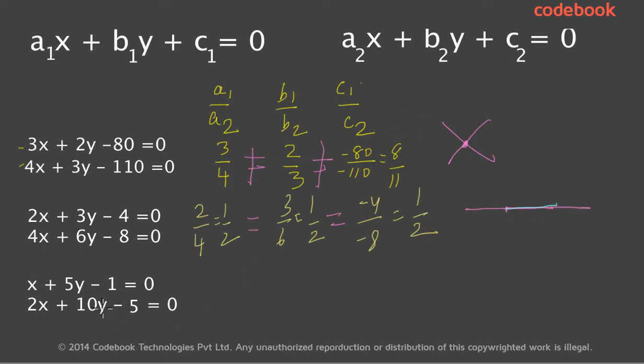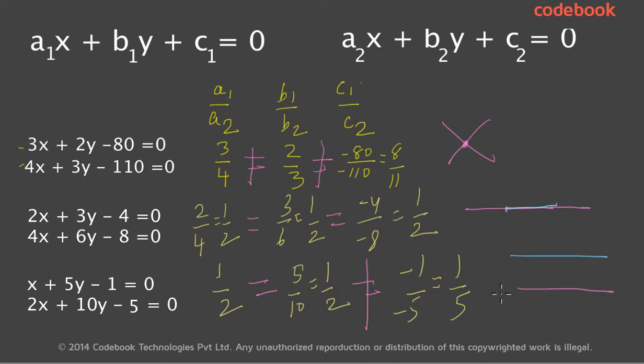Let's look at the last scenario over here. So a1 by a2 is 1 by 2. b1 by b2 is 5 by 10, which is nothing but 1 by 2. And c1 by c2 is minus 1 by minus 5, which is nothing but 1 by 5. So in this case, a1 by a2 is equal to b1 by b2, which is not equal to c1 by c2. This is an example of parallel lines, and these lines will not have any solution in common.